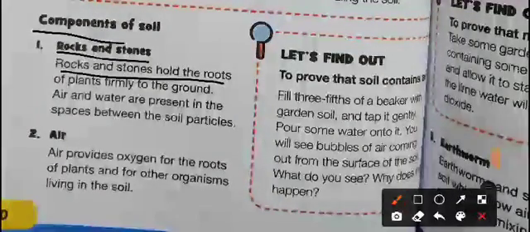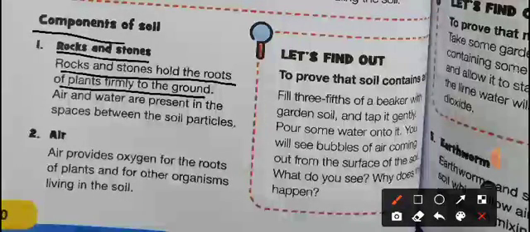Rocks and stones hold the roots of the plants firmly to the ground. Stones or the rocks or the soil, they help and hold the roots of the plants. प्लांट्स ग्रो ही सॉइल की हेल्प से करते हैं बिकॉज सॉइल जो होती है वो उनकी रूट्स को बहुत फर्मली पकड़ लेती है. वो प्लांट्स को अपनी जगह से मूव नहीं करने देती ड्यू टू विच प्लांट्स ग्रो ईजिली इन देयर प्लेस. The second component is the air.